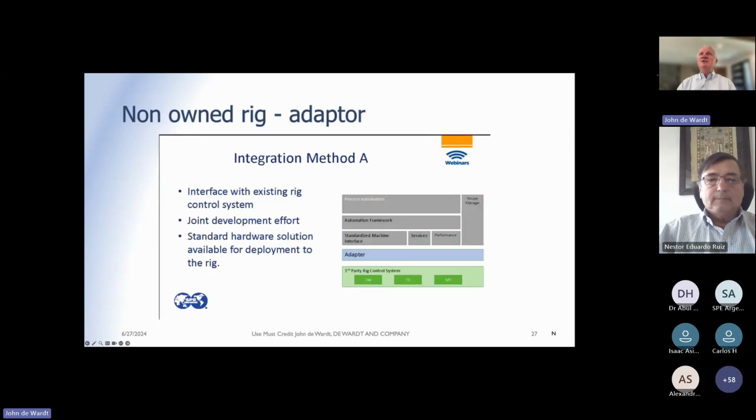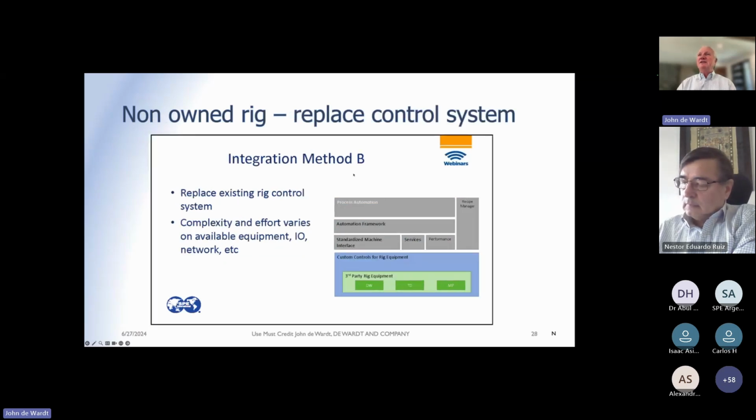And then they have a non-owned rig where they put an adapter in. So here they come in and they make an interface between their setup with their automation and their framework, their rig operating system, their recipe manager. And then they use an adapter to go to the third-party control system. And then there's another one where they replace the control system. So they bring in custom controls for the rig equipment.